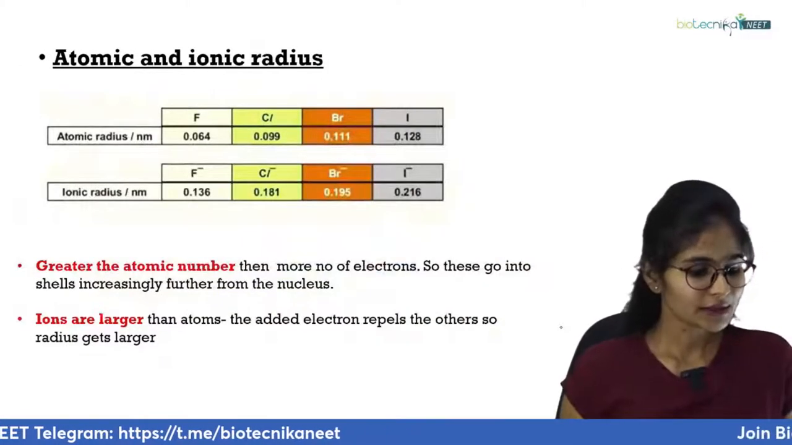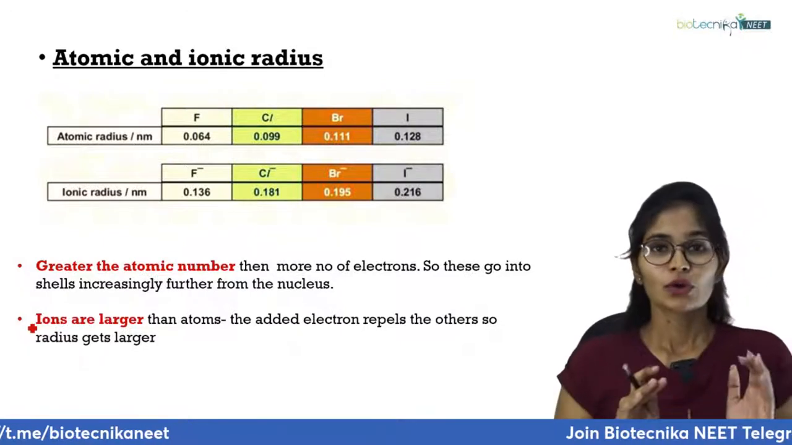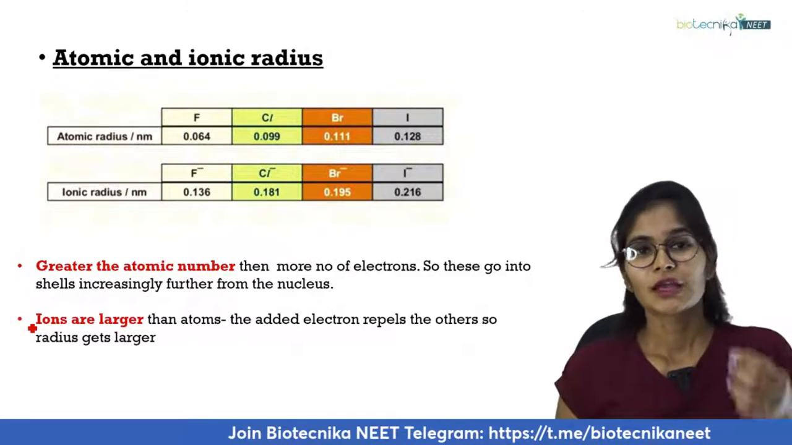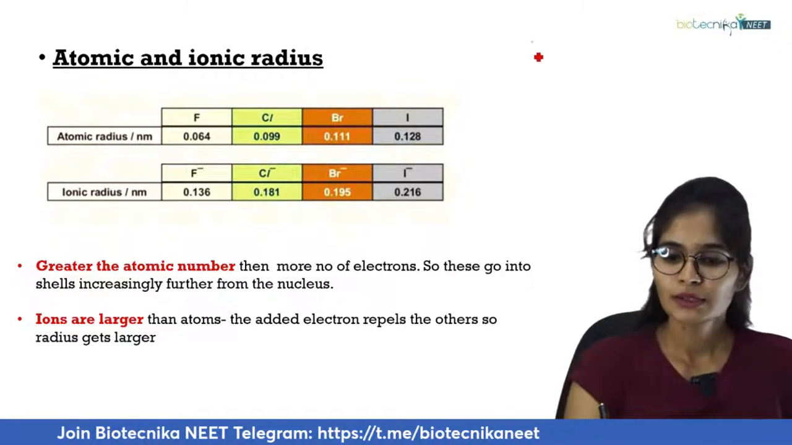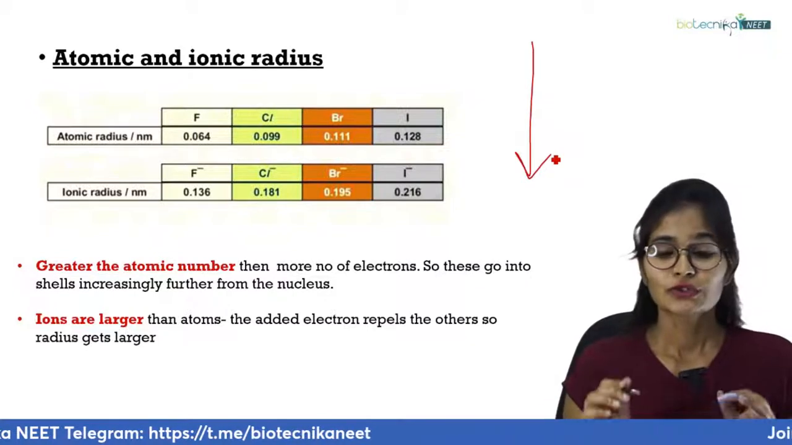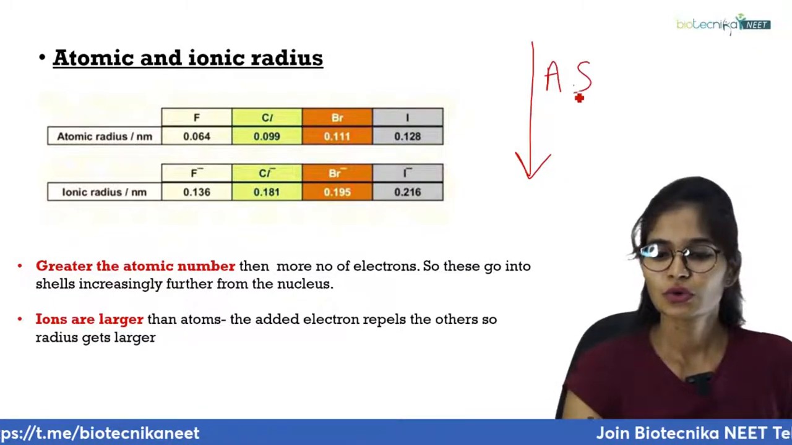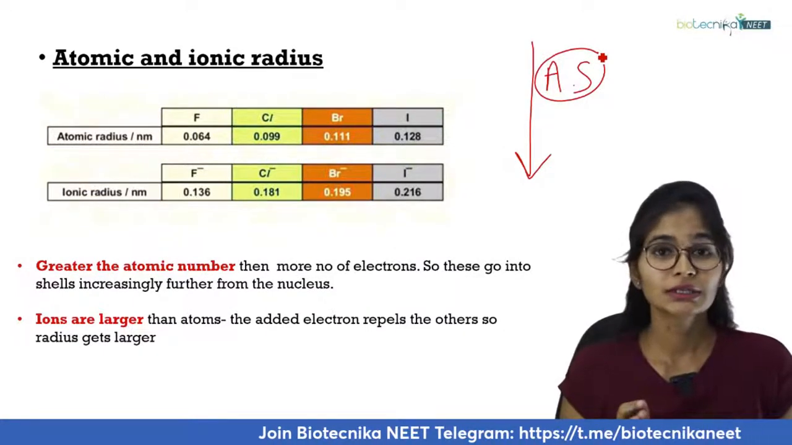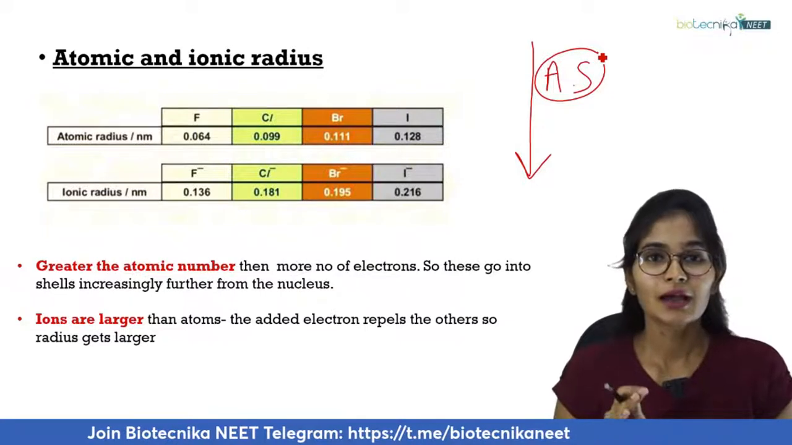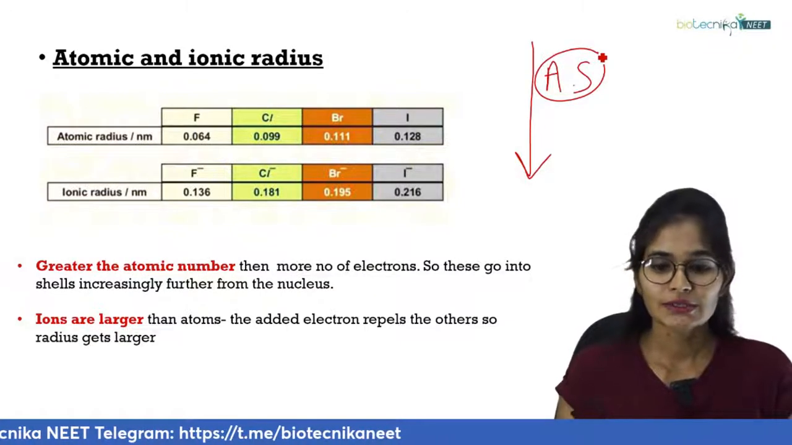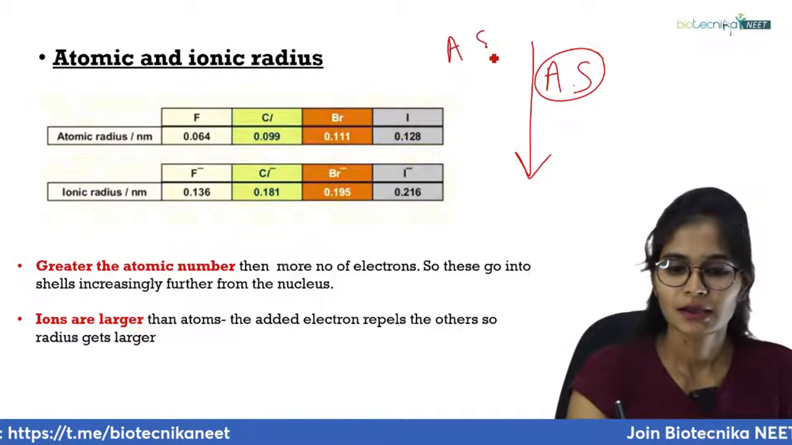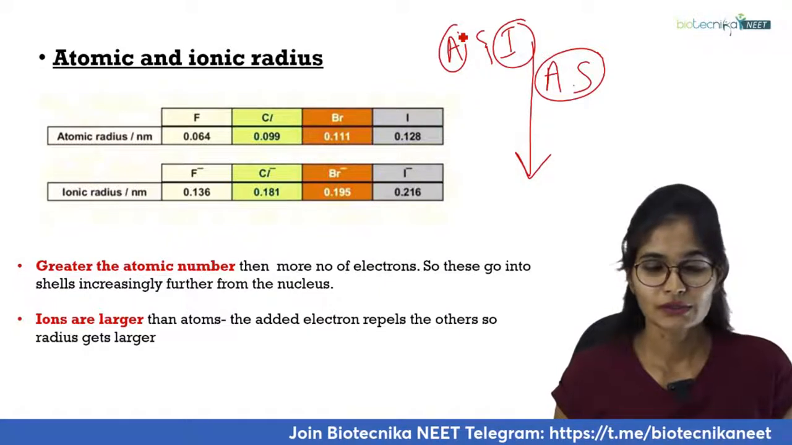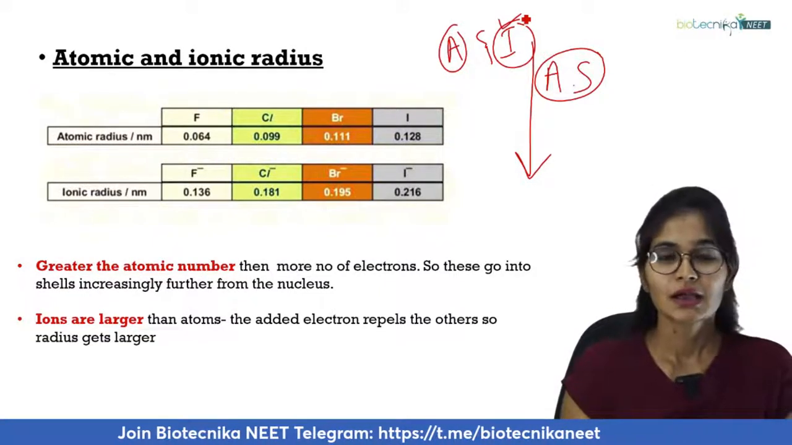Coming to the next part, atomic and ionic radius. For every group in the periodic table, not only the P block elements, going down the group the size will always be increasing, right? So the atomic size always increases when you go down the group in the periodic table. Here you have to apply the same thing, but you are comparing atoms and ions, right? Ions are larger in size compared to atoms, always.